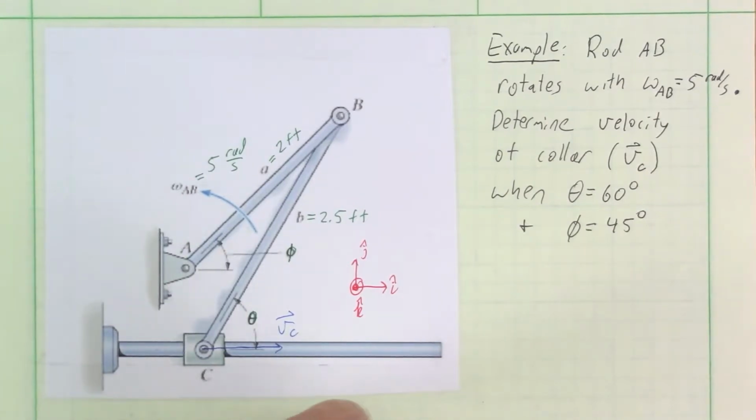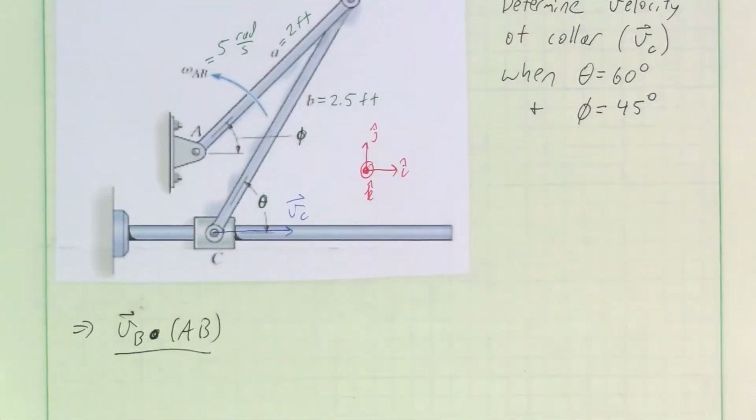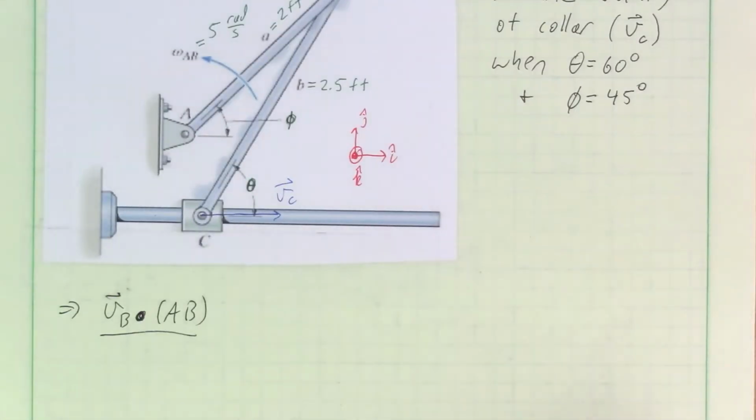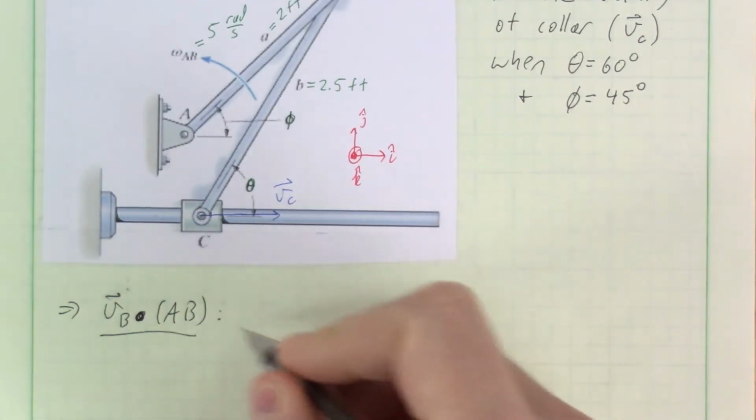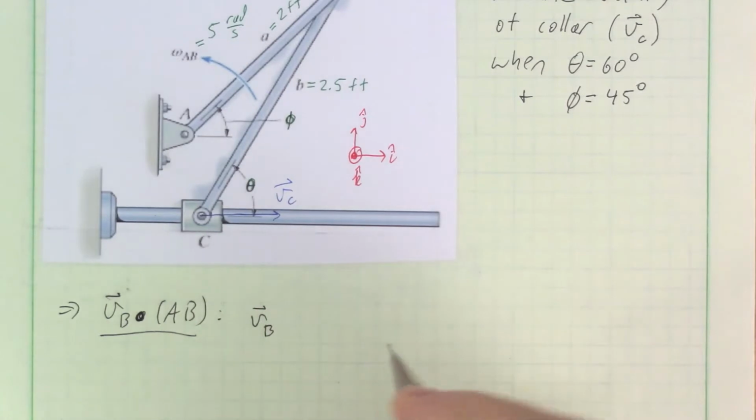Velocity of B, using the AB rigid body. And I'll make some more markups of this diagram as we go along here. We'll have to refer back to it.